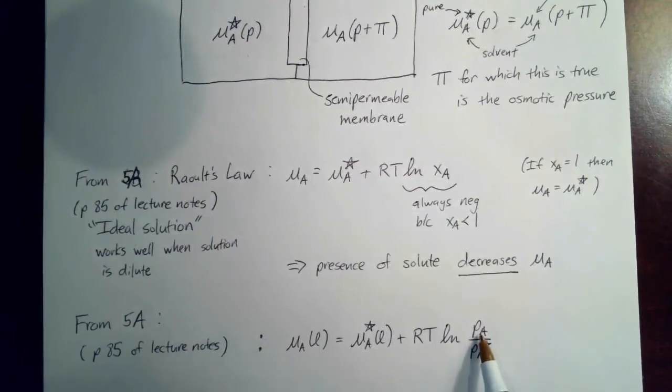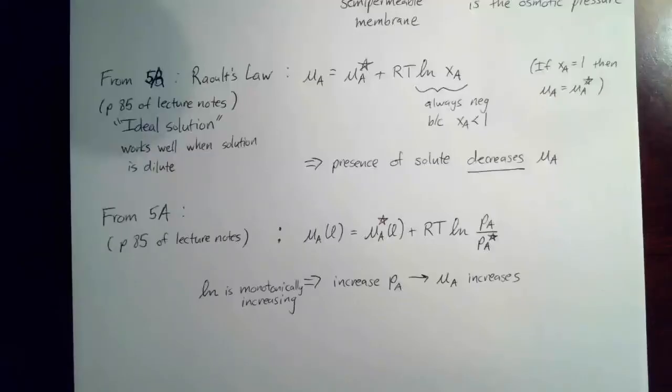You can see what happens here if I increase the pressure on the solvent. Since natural log is a monotonically increasing function, meaning that its slope is always positive, increasing the pressure is going to increase this quantity, which is going to increase the chemical potential of the solvent in solution. So increasing PA is going to increase μA.